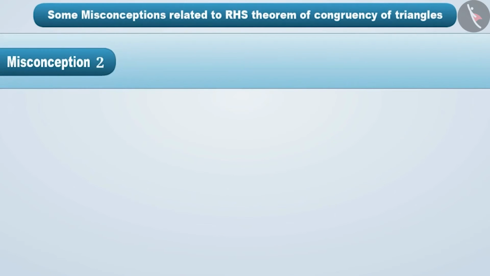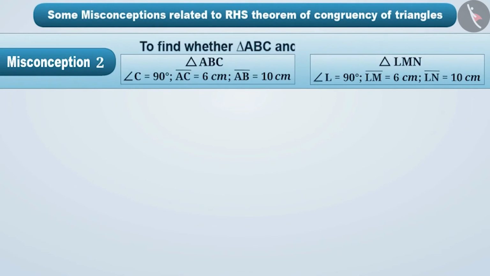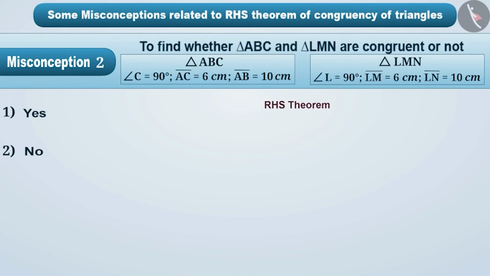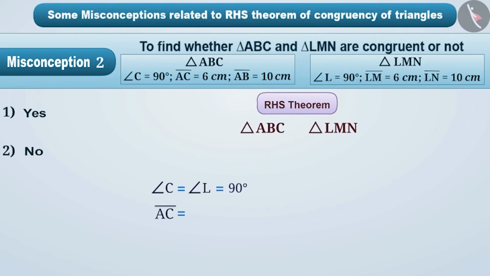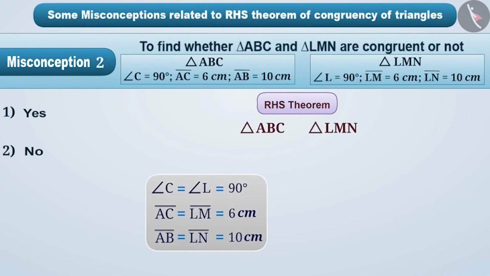Misconception 2. Find out whether triangle ABC and triangle LMN are congruent or not. Some children are aware of the RHS theorem but are unable to use it properly. Like here in triangle ABC and triangle LMN, we see that angle C is equal to angle L is equal to 90 degrees. AC is equal to LM is equal to 6 centimeters. And AB is equal to LN is equal to 10 centimeters.